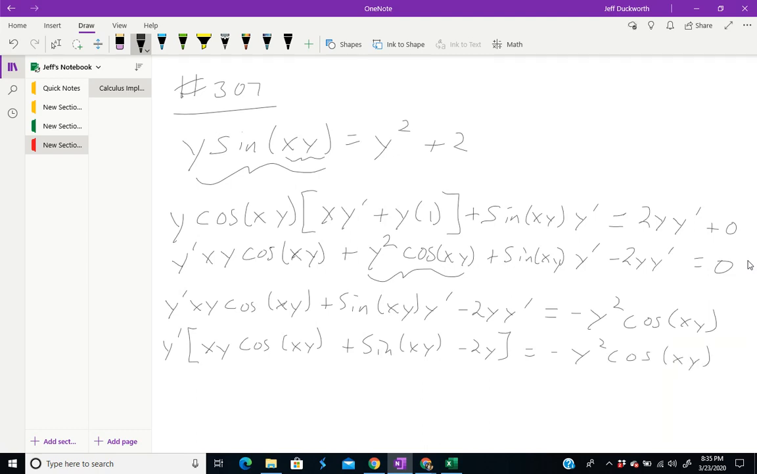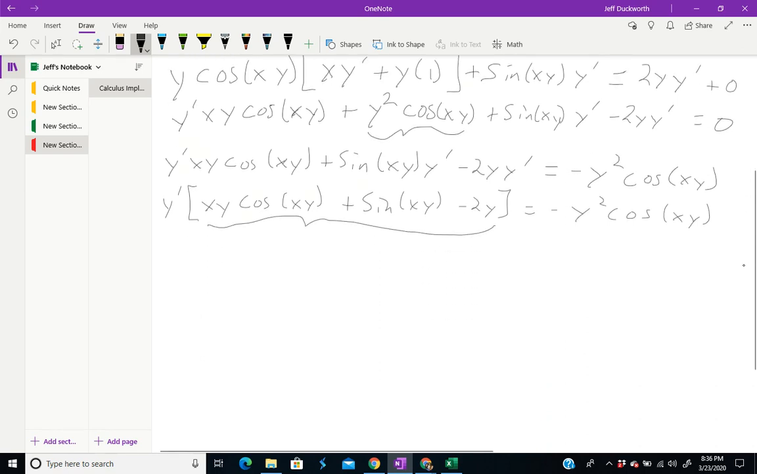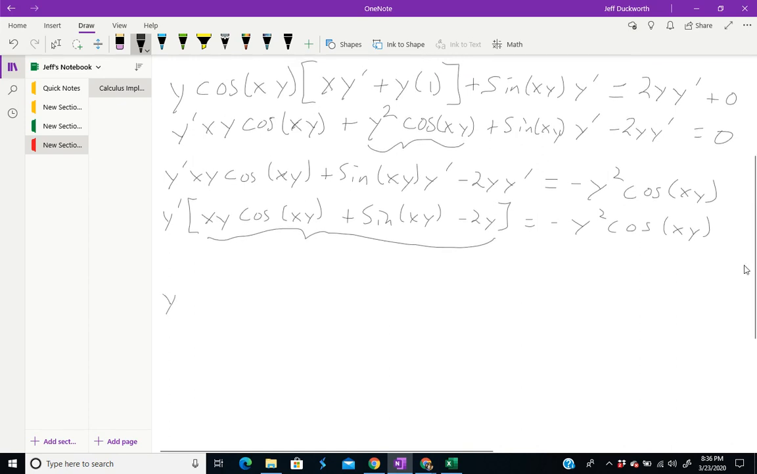All right, and then I divide by all of this. So I'm left with y prime equals negative y squared cosine quantity xy over all of that. So I'll just write that. All right, and that is the conclusion of this problem.